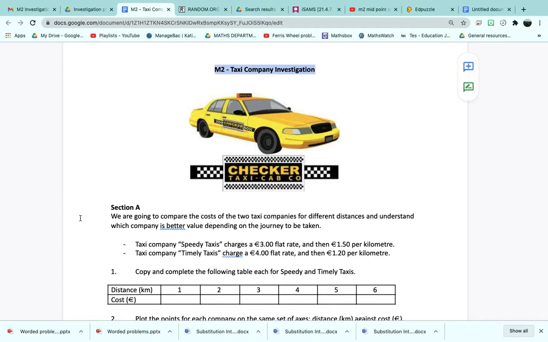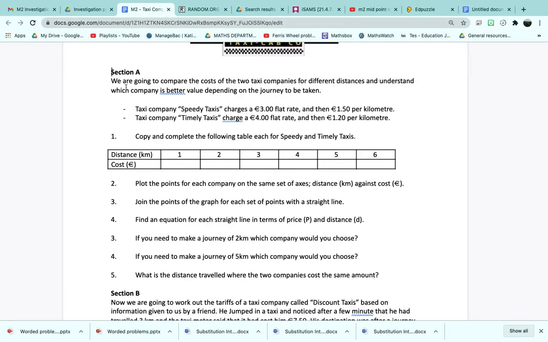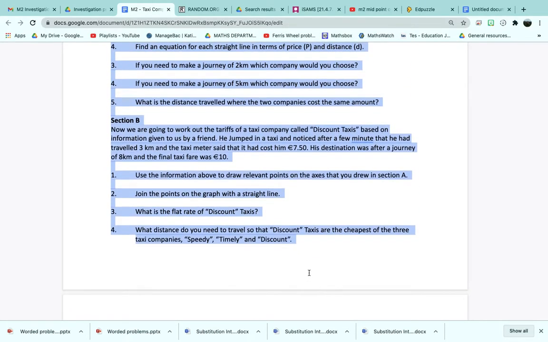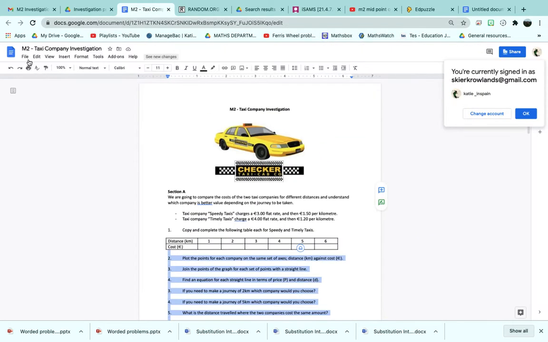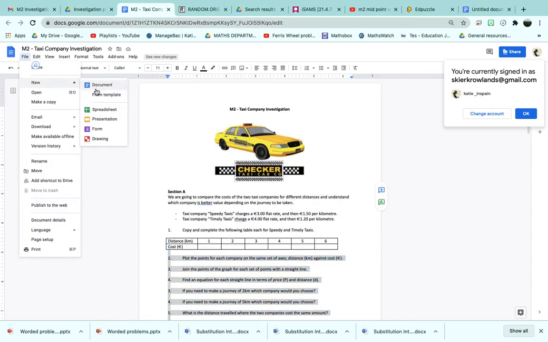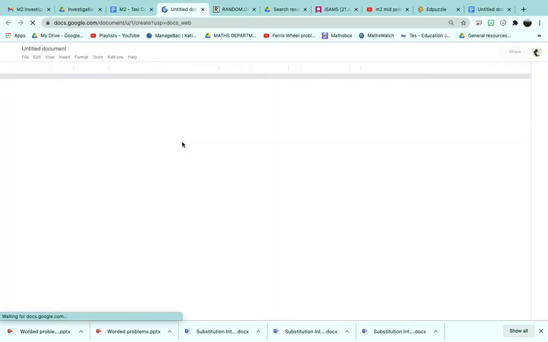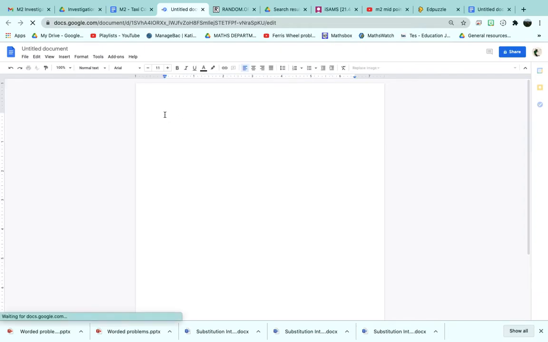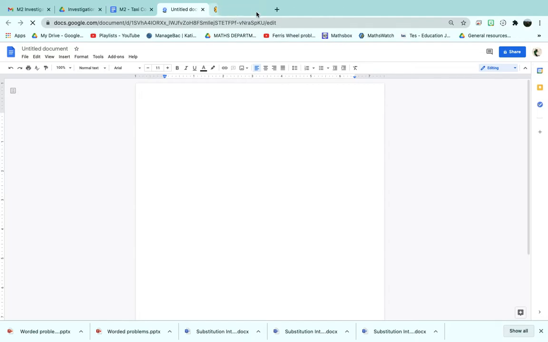Taxis. This is quite an easy investigation. This is section A, but what I'm going to do is change the numbers slightly and show you what to do. So, creating a new document, let's paste the investigation here and change the numbers so I can go over a similar but different example. There are a couple of graphing tools you can use online for this investigation.